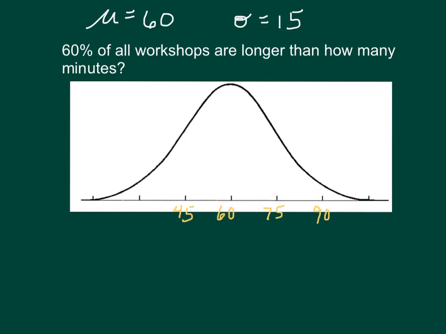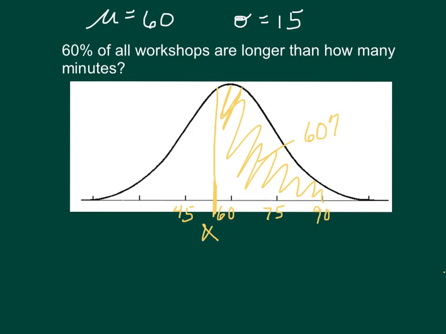So if I'm going to need a workshop in which 60% is longer, I'm going to have to be to the left of the mean. And I know over here, one standard deviation below the mean, 84% of workshops are longer than that. So 60% of workshops are going to be longer than some value in there. So what I know right now is that this area is 60%.